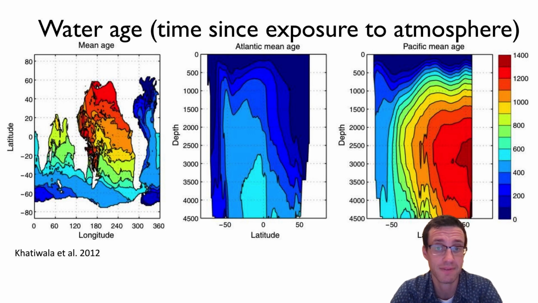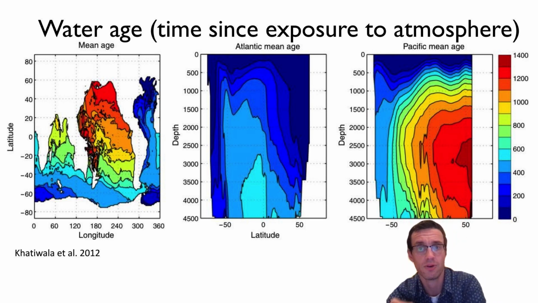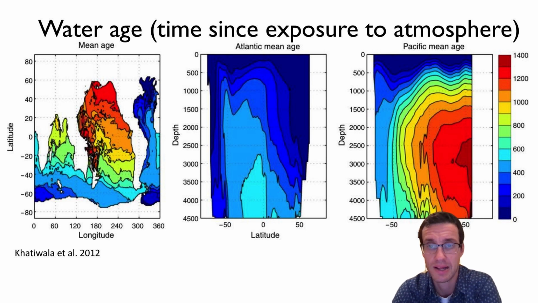You can look at the Atlantic mean age, so this is a cross-section looking at the Atlantic, or Pacific mean age, a cross-section looking at the Pacific, and we see this general trend of younger water in the Atlantic and older water as you move into the Pacific, with the oldest waters being in the North Pacific, where you get up to waters that have been out of contact with the atmosphere for around 1,400 years or so. And so why does that matter?